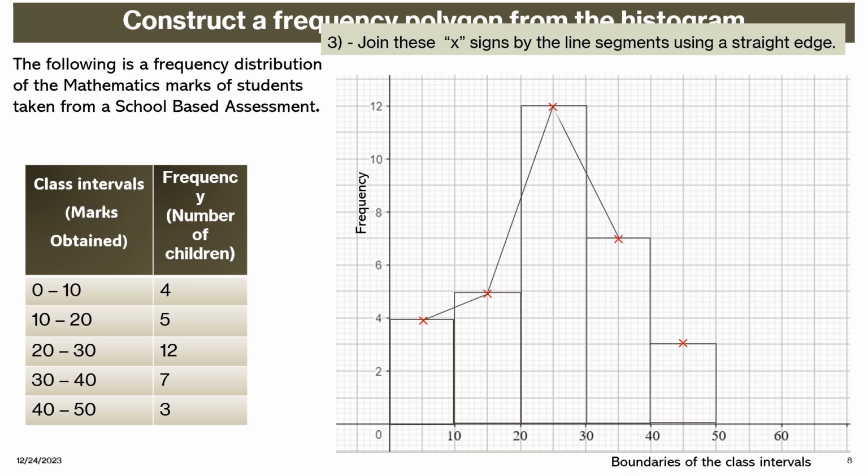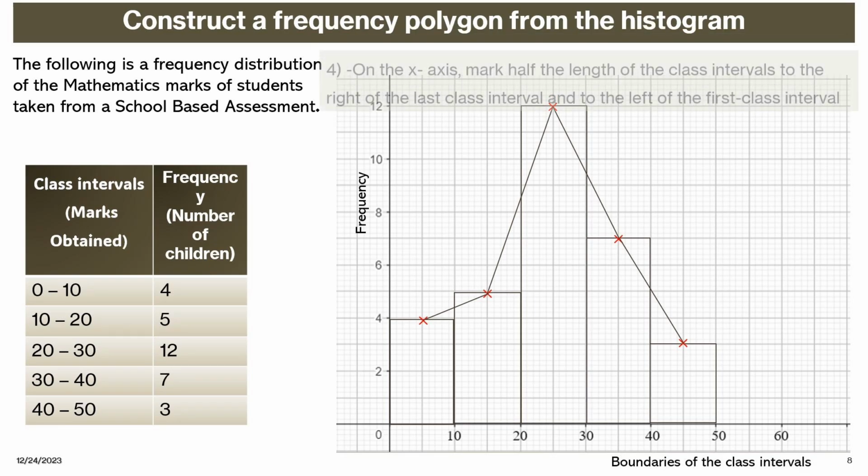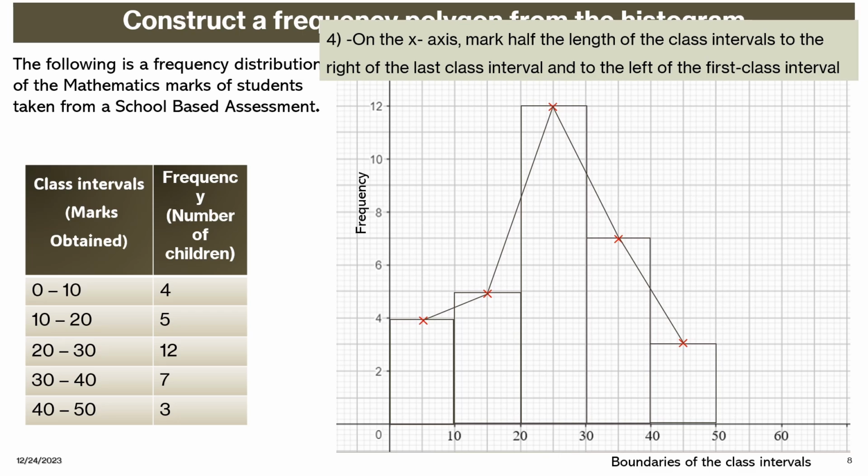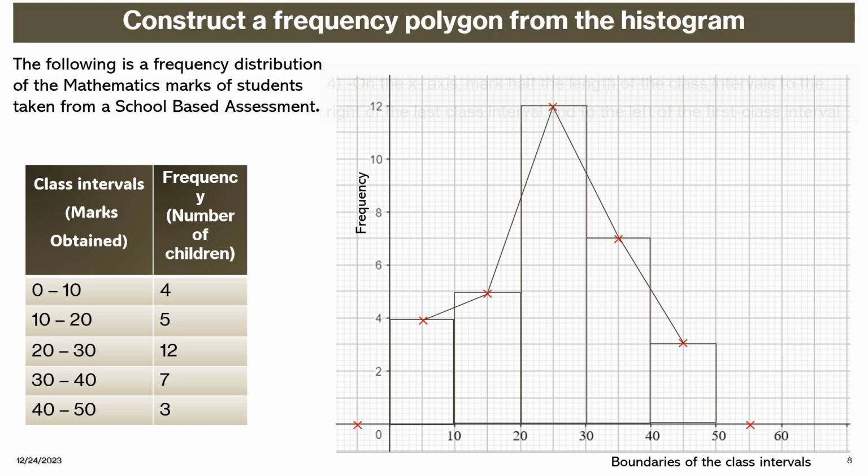After joining these points, the shape we got is not a polygon because it is open. We know if it is a polygon, it should be a closed figure. So we have to make it a polygon. To do this, we can join the initial midpoint of 0 to 10, that is 5, to the midpoint of the class interval which is to the left of the 0 to 10 class interval, that is -5. At the other end, we can take the midpoint of the class interval which is next to the 40 to 50 class interval, that is 55. Now join the midpoint of the first column with -5 and the midpoint of the last column with 55.